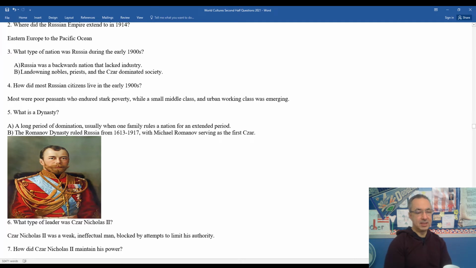Number 5, what is a dynasty? This is a long period of domination, usually referenced in a country when a family with the same last name rules a nation for an extended period of time. The Romanov dynasty ruled Russia for over 300 years, from 1613 to 1917. The very first Romanov and the very first Tsar was Michael Romanov.